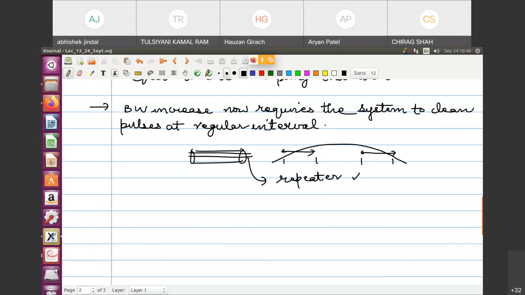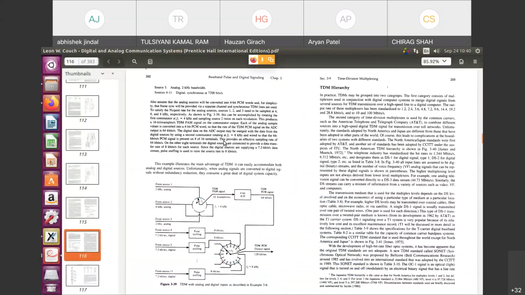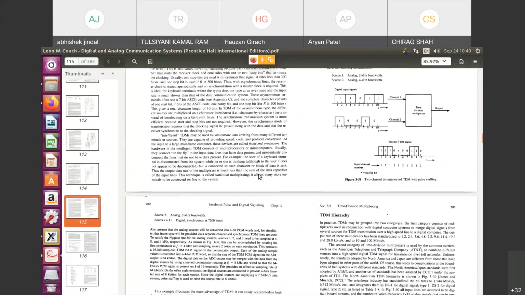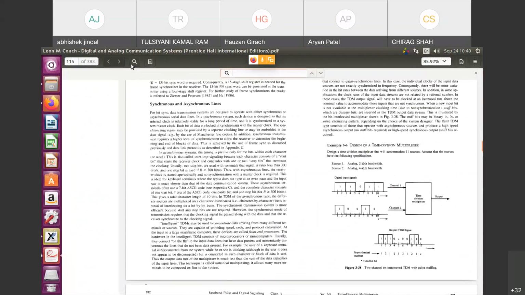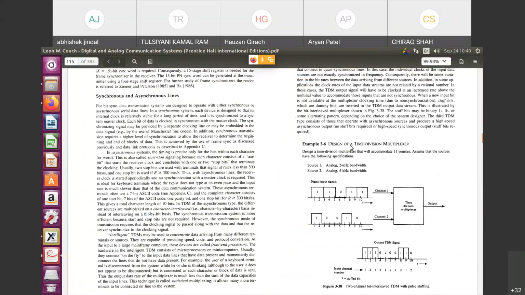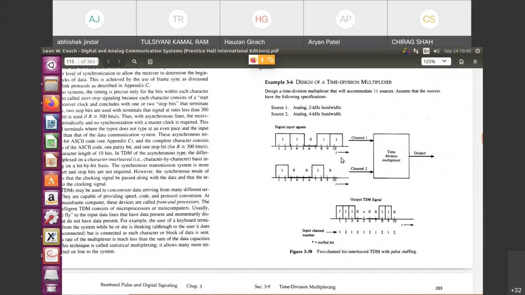Let us see one more thing. Let us see one example for it. Okay, and for this we will use Couch's book to study this. So up to now what we have done is that we have studied, you can say, a system which has a common sampling rate. But this TDM, I think you can see this. Let me just zoom in more.